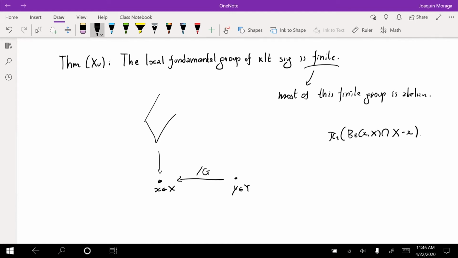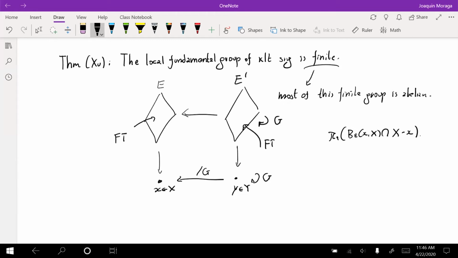Now let's do a PLT blow up here, so we extract E. Now let's take the pullback of this diagram, the fiber product, and then normalize it. Here you have a G action, and the G action lives here. Here you have some divisor E prime that is a G-cover of E. So this is Fano type, and this is also Fano type. But of course, G is not acting on E, but a quotient of G is acting on E prime, which is of Fano type.